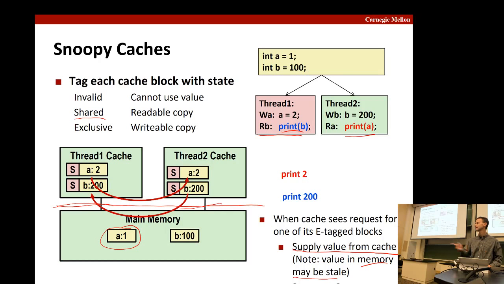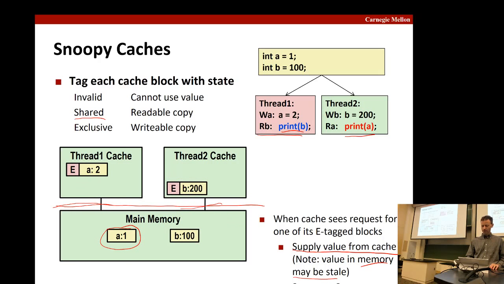Yes? Wait, so when thread 2 decides to look for A, why does it go to thread 1's cache, not its own cache? So here, you're right. It would first look at its own cache, and it would be a miss. A is not here. So before, what happened is it went to the main memory and got the stale value. Now with Snoopy caching, which is a way of coordinating the caches and keeping them consistent, when this request for A goes out on the bus, this guy doesn't reply, this guy does. And that's how you get the most recent value.